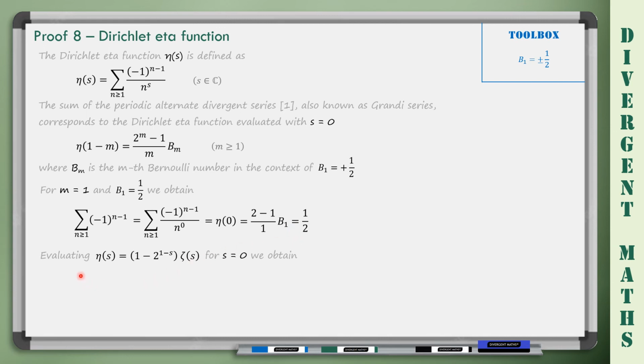So now, how do we move from eta at s equals 0 to the value of the zeta function at s equals 0? We use that conversion formula, of course, for s equals 0, which gives us eta at 0 equal to 1 minus 2 to the power of 1, so 1 minus 2, which is negative 1, times zeta at 0. So eta at 0 is negative zeta at 0, opposite sign. So if eta at 0 is 1/2, zeta at 0 will be negative 1/2.